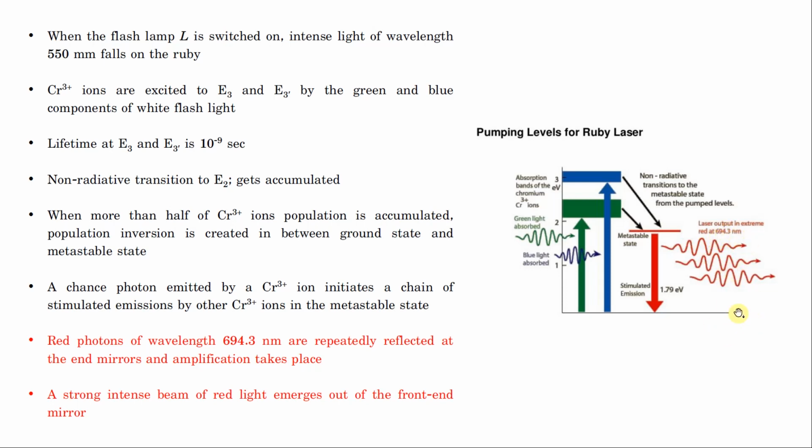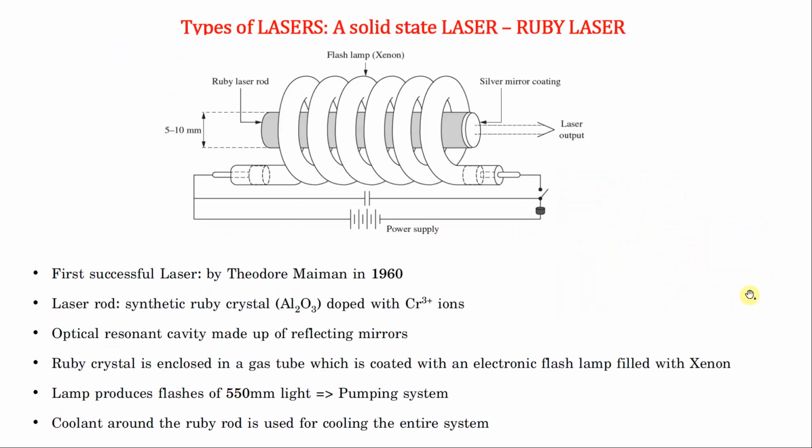Now what happens once we have the photons generated from the stimulated emission? All those photons will be reflected back between the mirrors on both the ends of the rod, that is the optical resonant cavity, the resonator. So multiple reflections will happen, and in this particular mirror where there is a silver mirror coating, through this the final laser, which is now amplified because of this multiple reflection between the mirrors, that will come out.